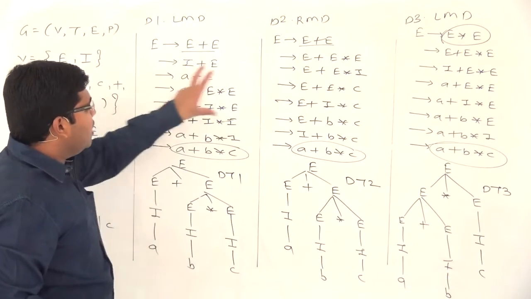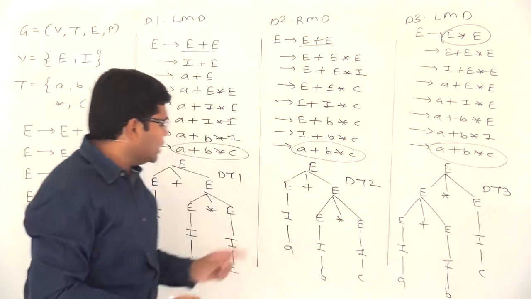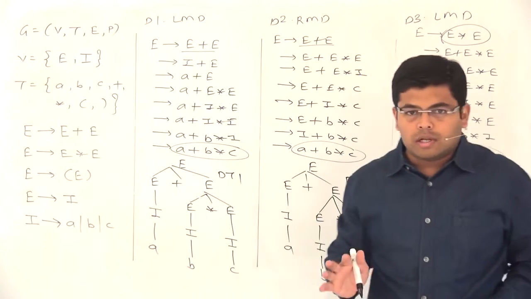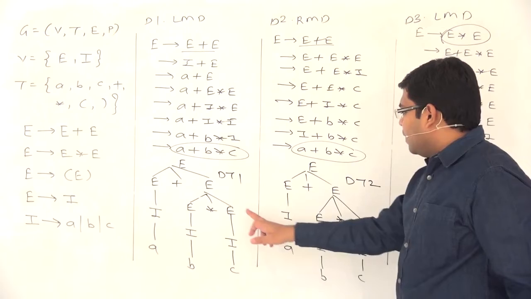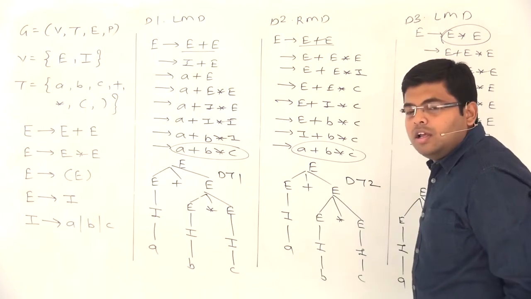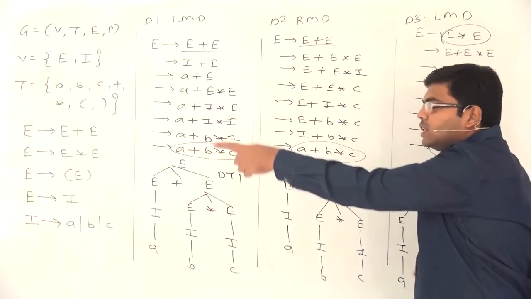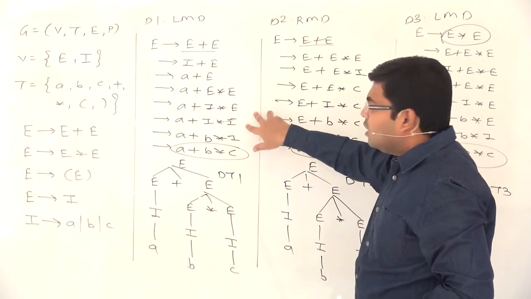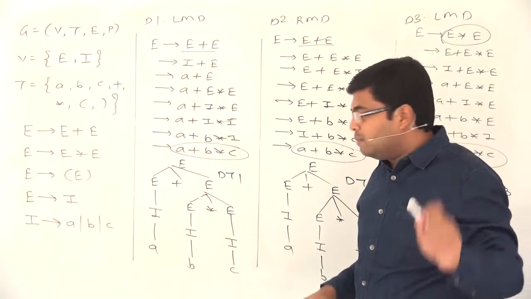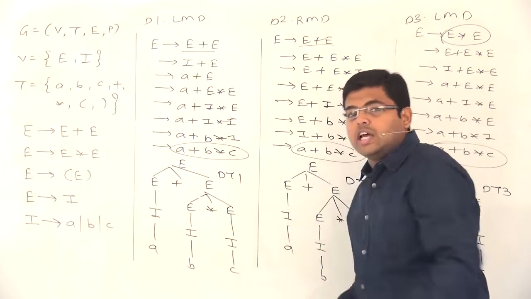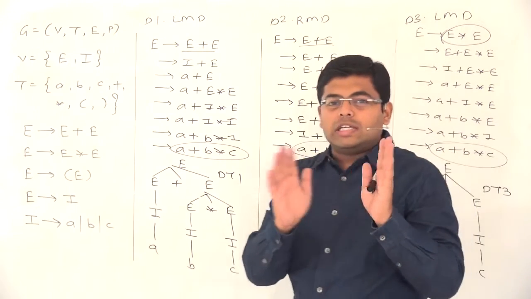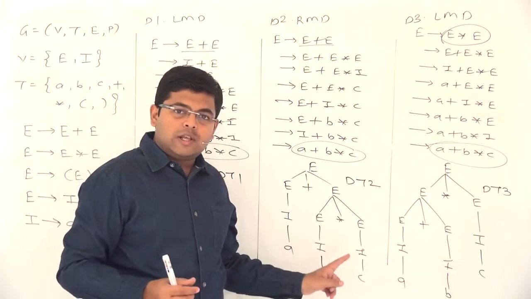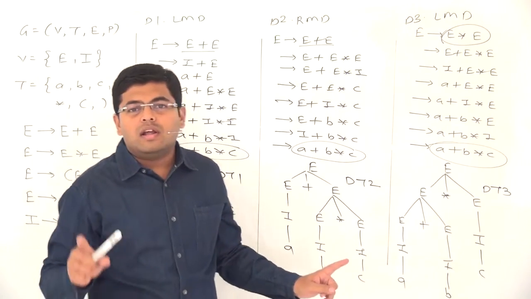So multiple derivations are possible, and at the same time multiple derivation trees are also possible. Now when I say multiple derivation trees are possible, it also means that multiple derivations are possible. But when I say multiple derivations are possible, it does not necessarily mean multiple derivation trees are possible. So what is the important point here? Multiple trees mean multiple derivations.